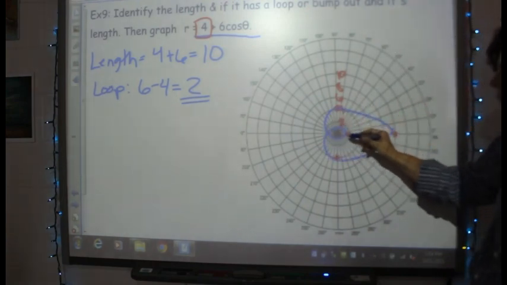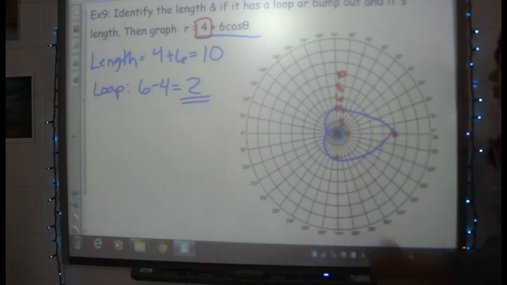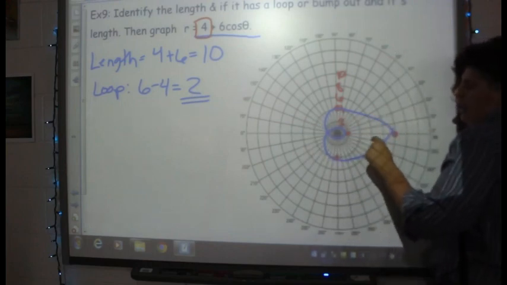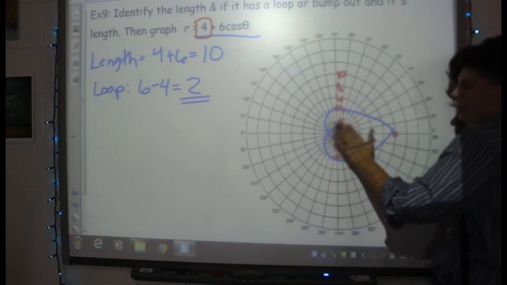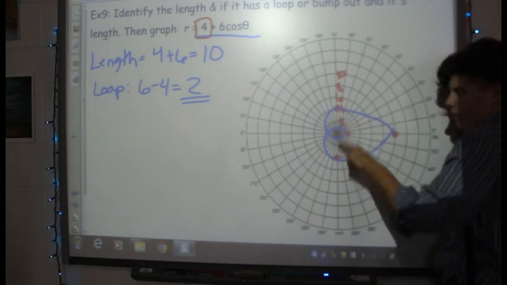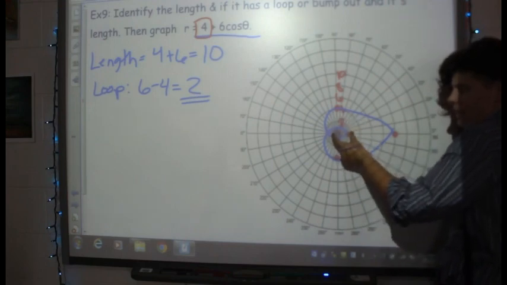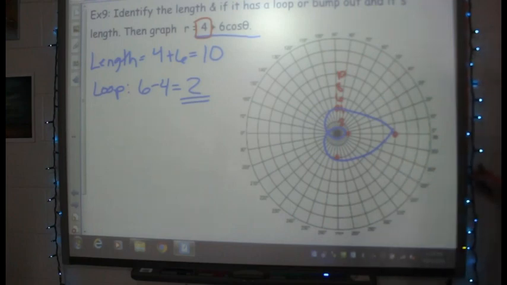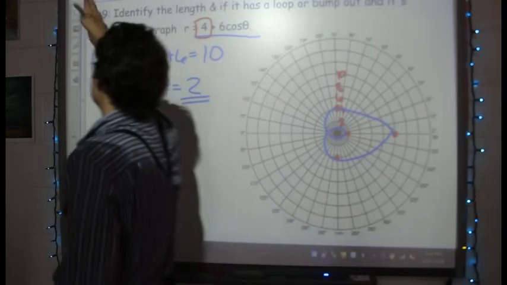My loop goes towards the same direction that I drew the length. Sometimes it touches the pole, sometimes it doesn't. We're not really going to worry too much about that. What I am worried about is that you have the width correct, that you have the length of the loop correct, and the length of the limacon itself there. All right, I know these are tricky. We're going to try another one.